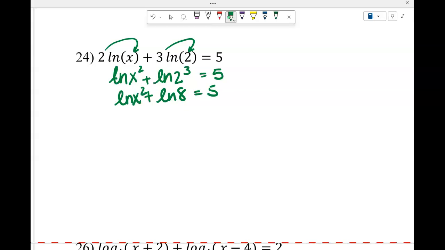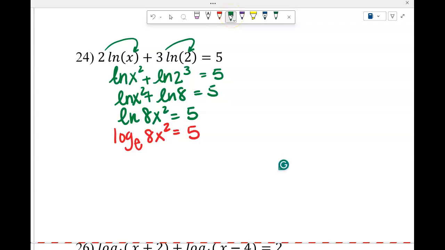We need to condense some more. This is an addition of 2 logs, so we need to use the product property. So this is going to become x squared times 8, which is 8x squared equals 5. So we cannot drop the natural log because we don't have a natural log on the right side. But remember, natural log is the same as log base e of 8x squared equals 5. Because we only have one log, this is case number 2, where we need to rewrite it as an exponent. Your base is e, so e to the 5th power equals 8 times x squared.